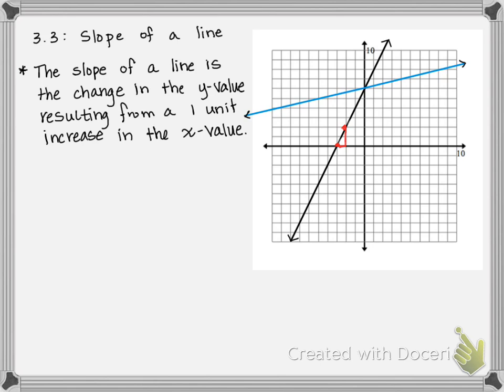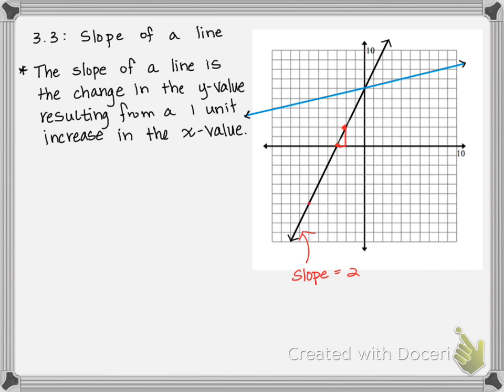So from this first point to this second point, as we're moving from the left point to the right point, our x value increased by 1 unit, because we moved right 1 unit. And then our y value increased by 2. And so the slope of this line is 2, because when I move to the right along the line 1 unit, every single time my y value goes up by 2. And that has nothing to do with where we are on the graph.